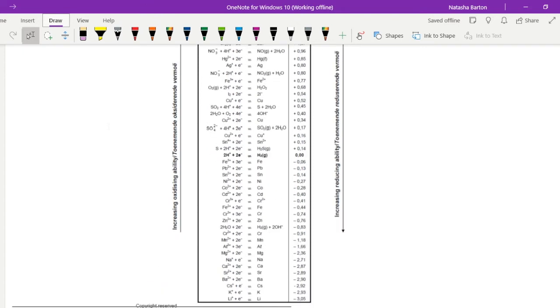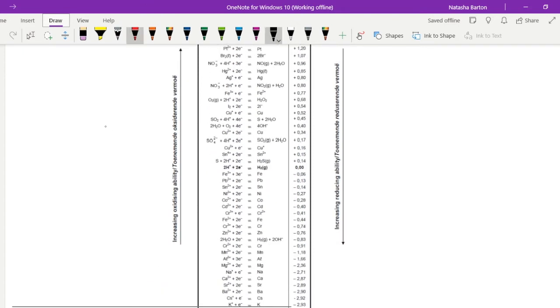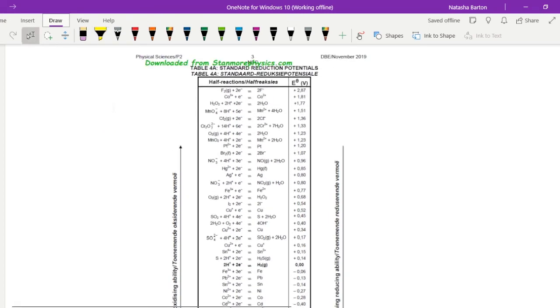So here's a table. I hope that you have yours with you. If you look at this table, you will notice that there are a whole lot of half reactions over here. We have in between the symbol that you would use for a reversible reaction. These reactions are not necessarily reversible in the sense that they won't just happen on their own. It depends on which chemicals you put together.